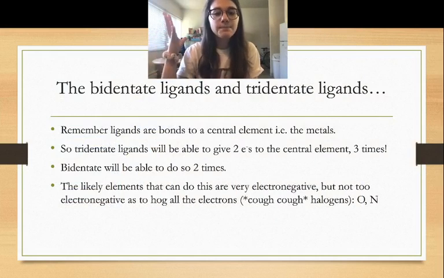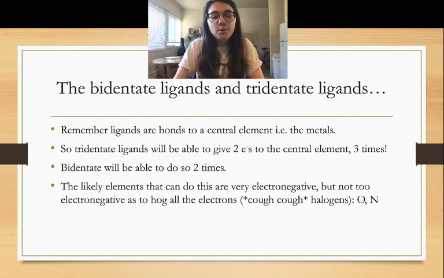All right, and then finally I wanted to talk about bidentate and tridentate ligands. Basically, this is talking about how many electrons it's giving. A tridentate ligand will be able to give 2 electrons to the central atom, but that's 3 times. So it can do it 3 times. But you don't count them as 2 electrons, because 2 electrons make a bond. And so you count them as 1 electron staying with the ligand and 1 staying on the central atom to make up the octet. And then bidentate can do that 2 times.